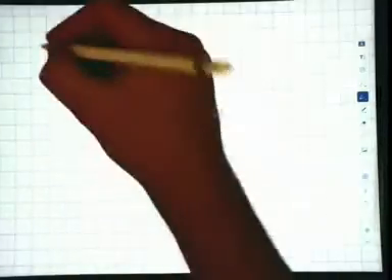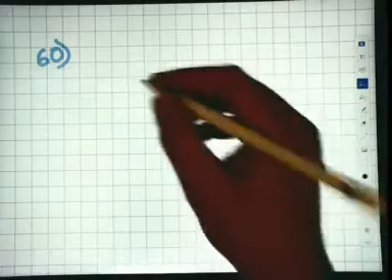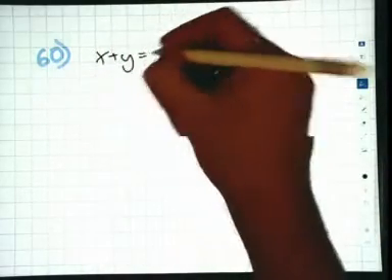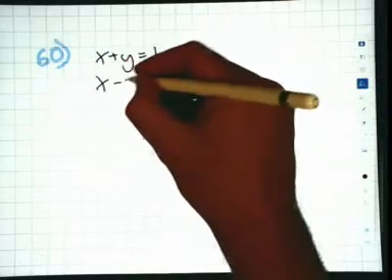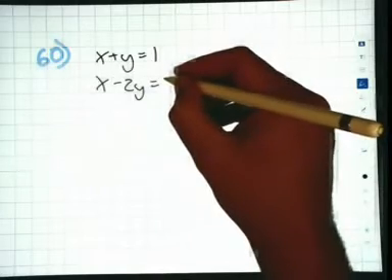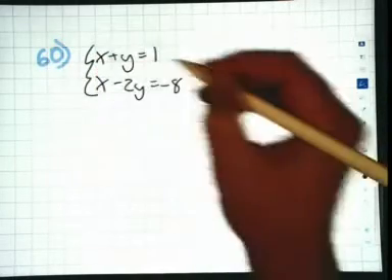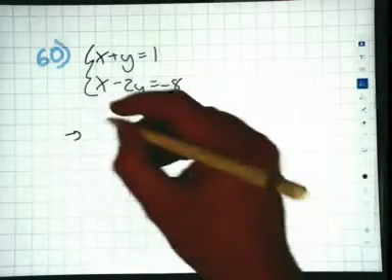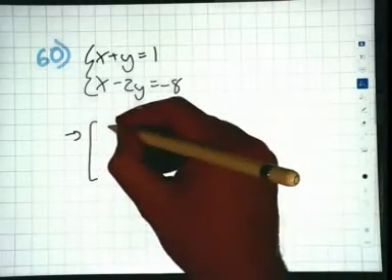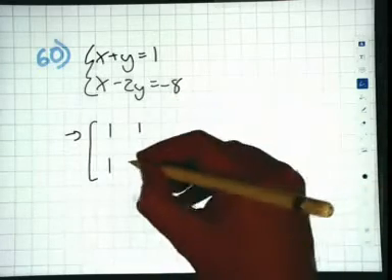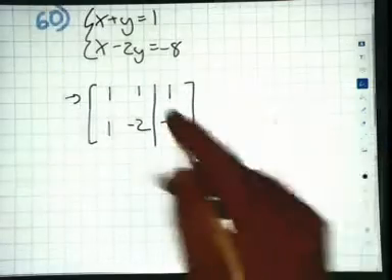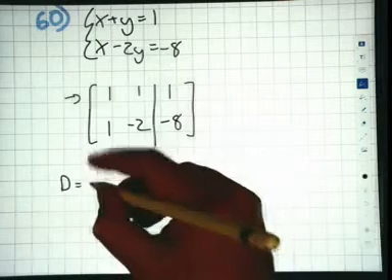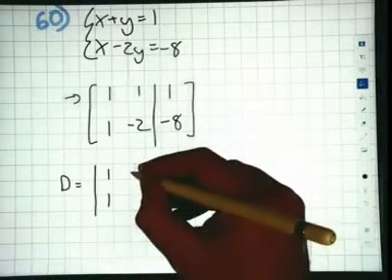We may have enough time to do this. Let's see what happens. 60. So we have the system x plus y is equal to 1, and then x minus 2y is equal to negative 8. So there's my system. So in the augmented matrix, I'm going to list this off by columns. We got 1, 1, 1, negative 2 equals 1, negative 8. So the first thing I need to do is find D, which is going to be the determinant of our coefficient matrix.